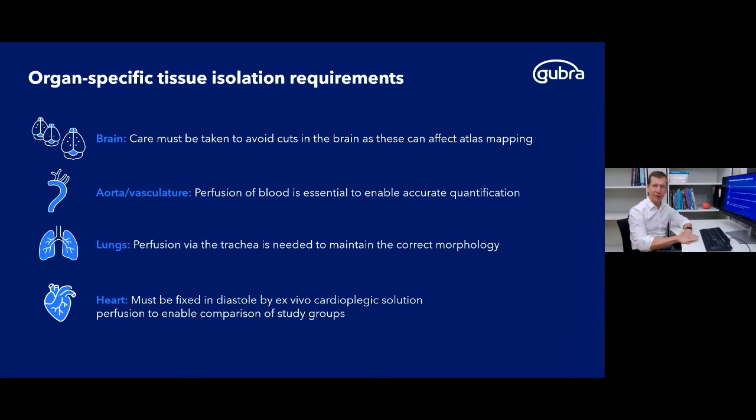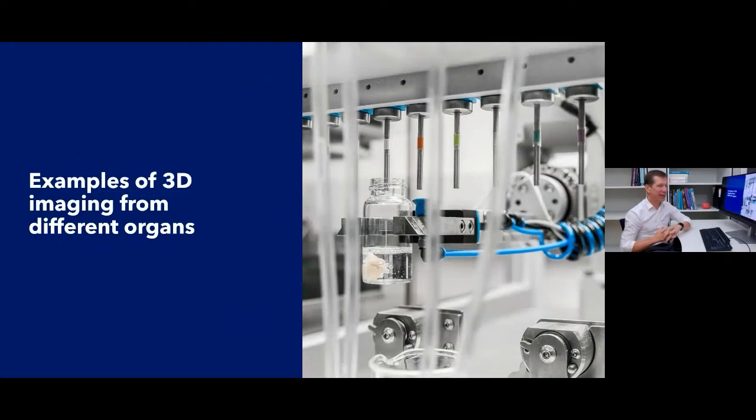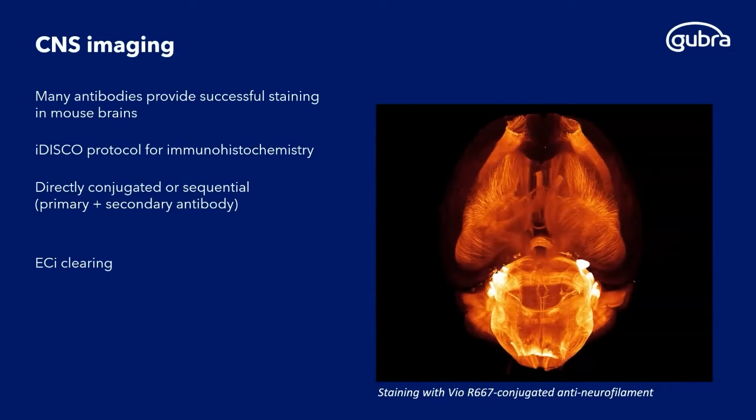And for the hearts, we actually prefer to stop them in diastole before fixing to enable better comparison between the samples. So now in the next section, a few slides, I will actually show you some examples from different organs and how they look and what can be done. So first of all, let's move to the brain again.